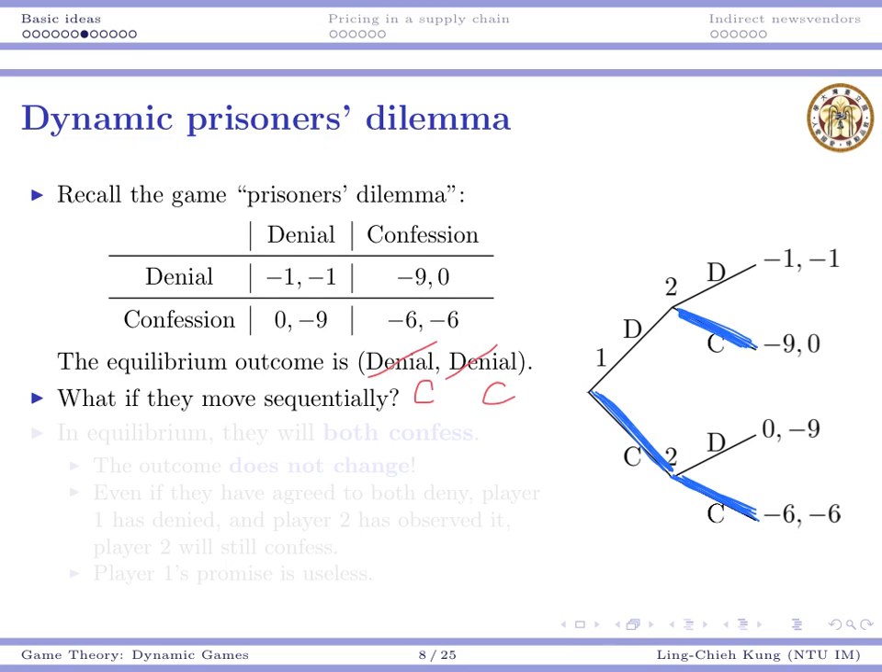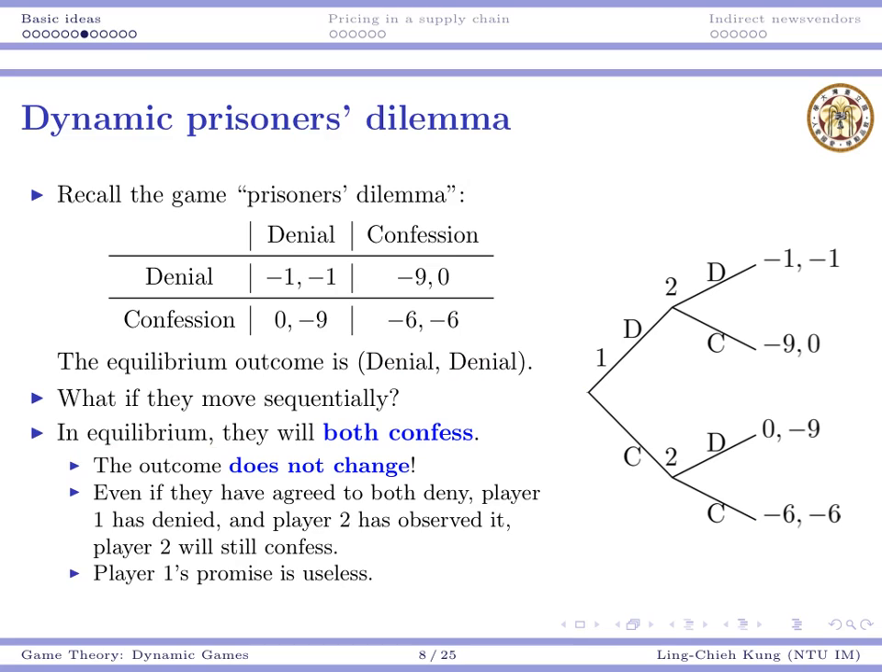So what does that mean? That means the equilibrium outcome is the same. In equilibrium, they will still both confess. Player 1 will confess first, and then player 2 will also confess. So they end up with -6 and -6. The outcome does not change. Even if player 2 can see player 1's decision, that doesn't really help. Because for player 2, we know confession is just a dominant strategy. I don't really care about what you choose. What's important is that no matter what you choose, I should always choose confession. So that's why the outcome does not change.